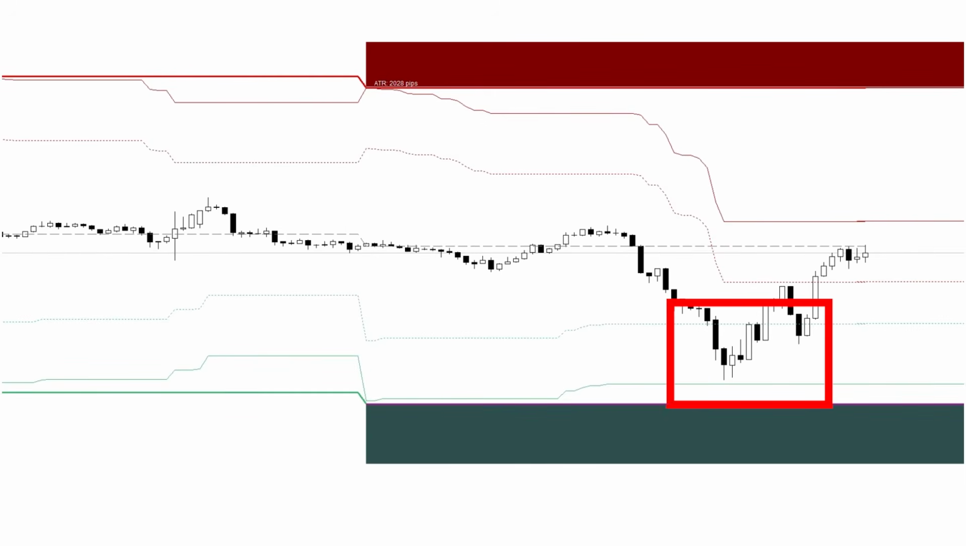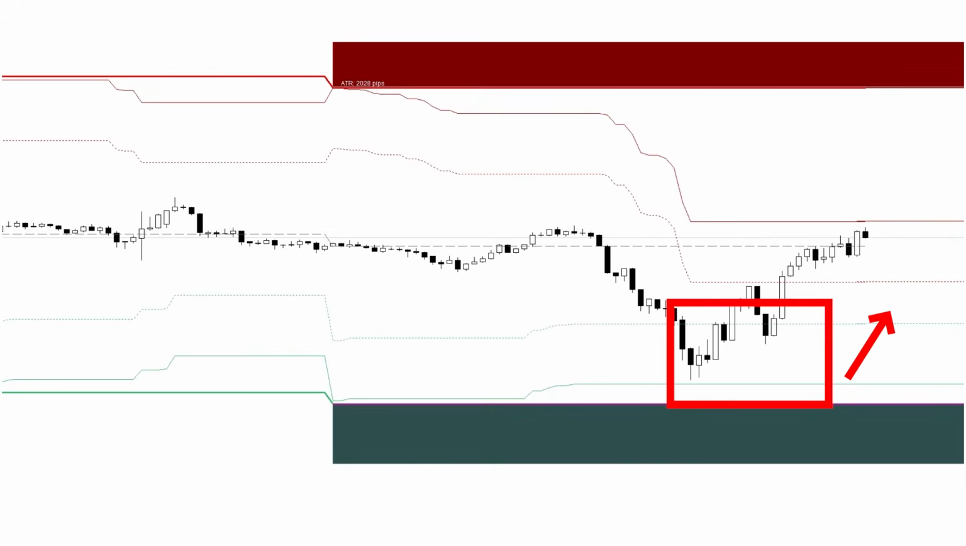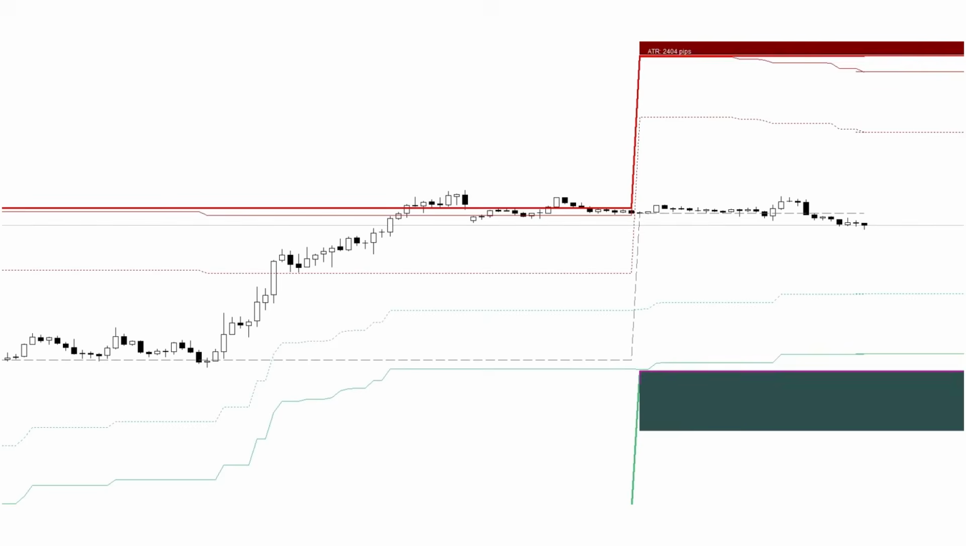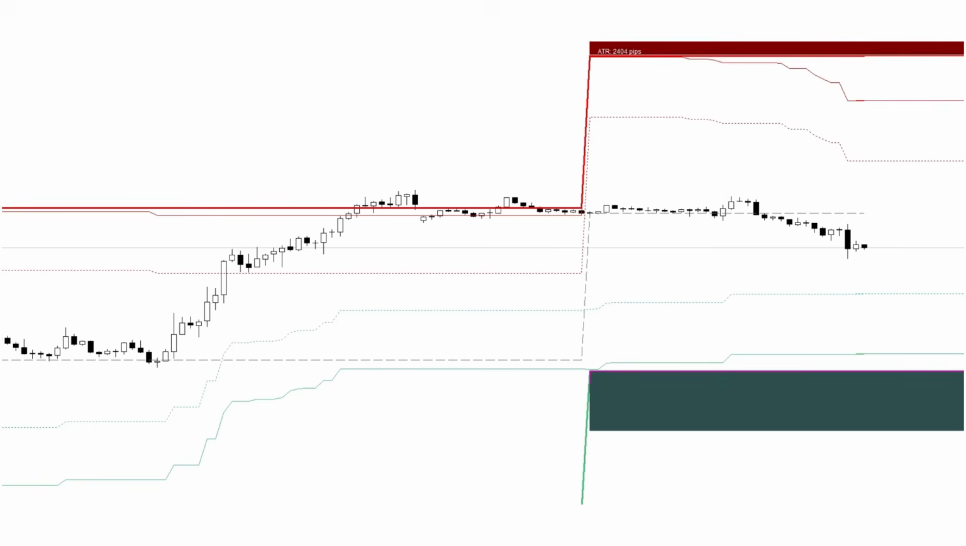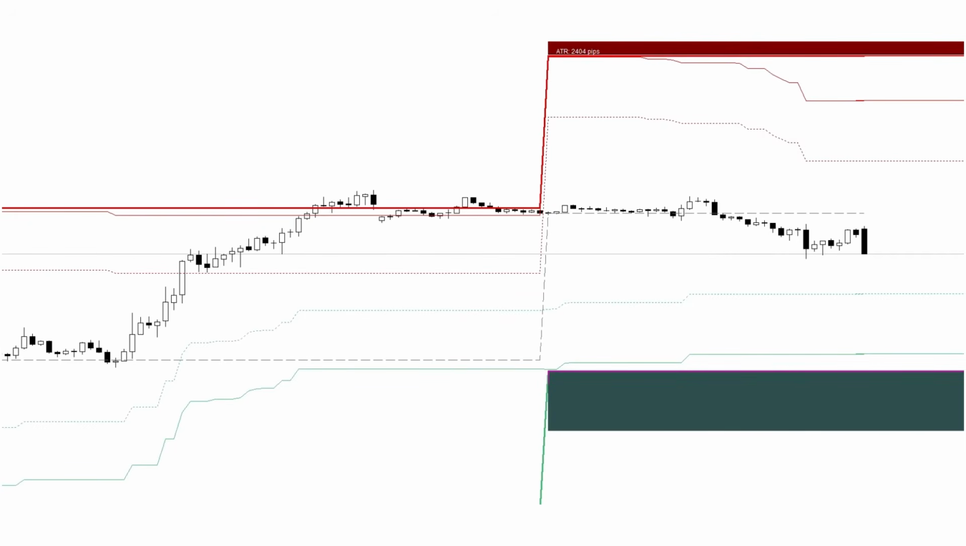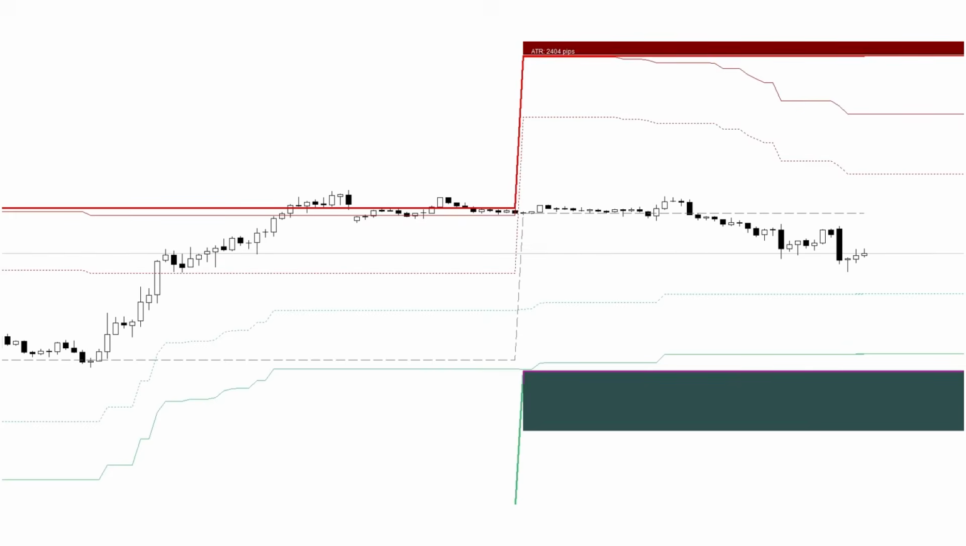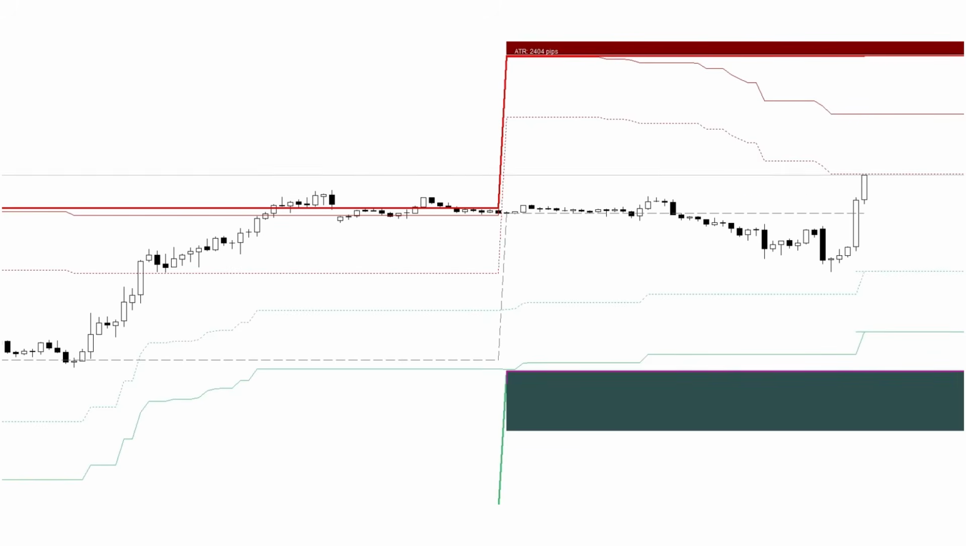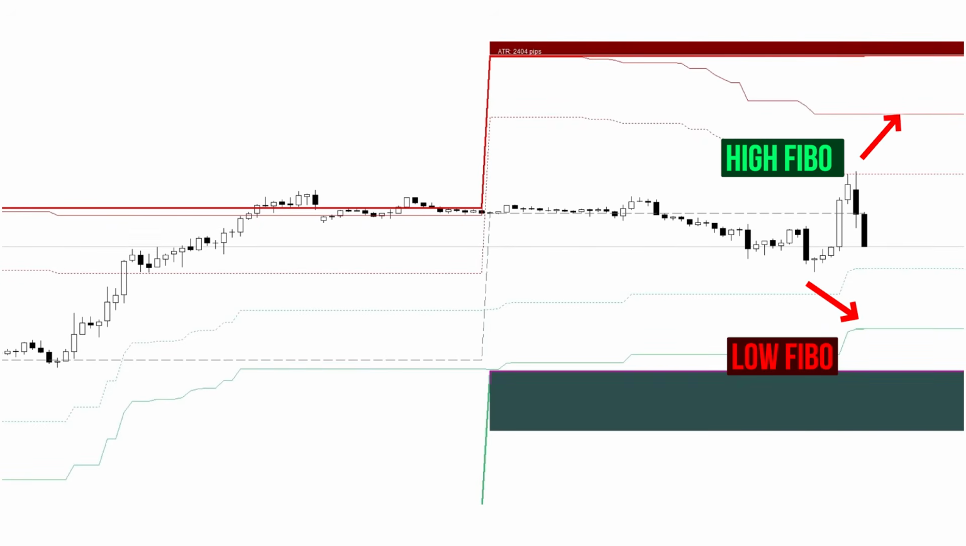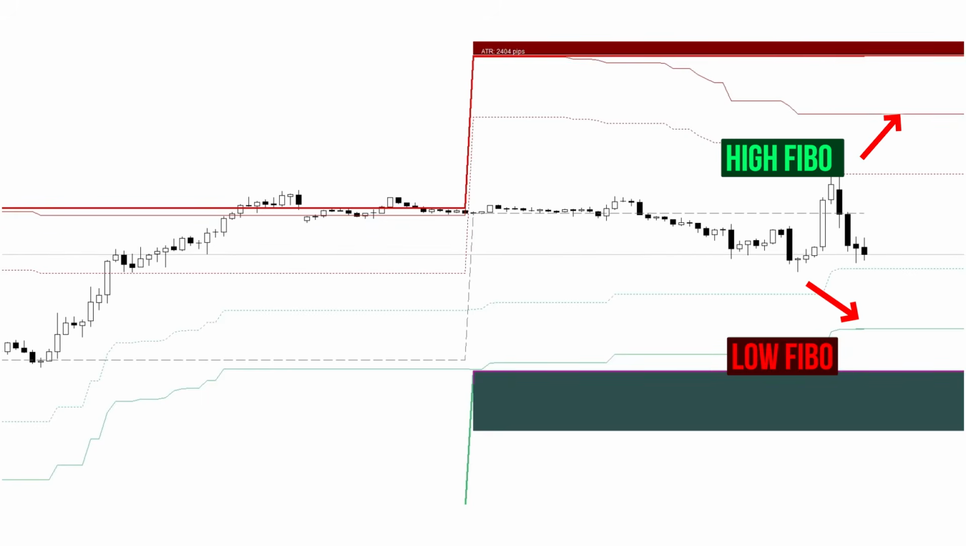These levels show the possible extreme potential of price movement, if the impulse continues. This is a great clue as to where we can expect a slowdown and even a reversal. Finally, there are 2 levels that intraday traders especially appreciate: the 61.8% Fibonacci levels, or high Fibo and low Fibo.